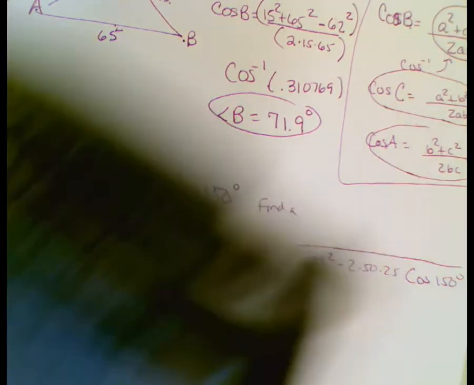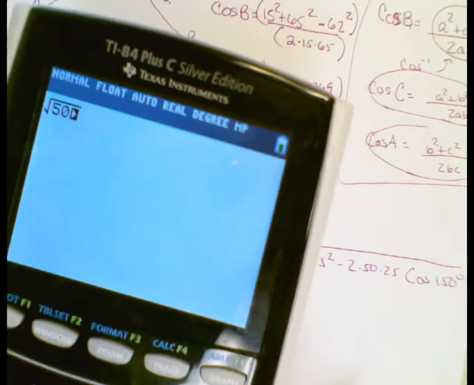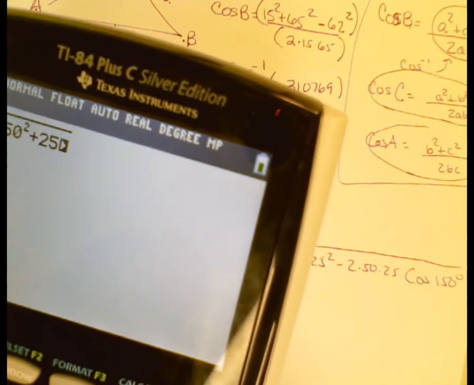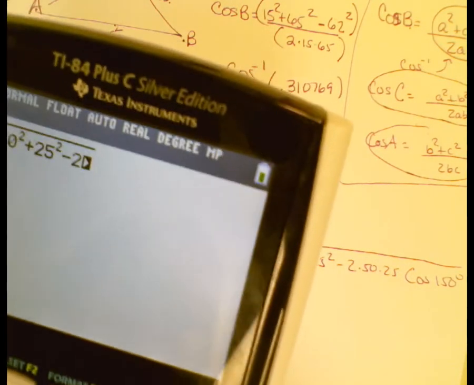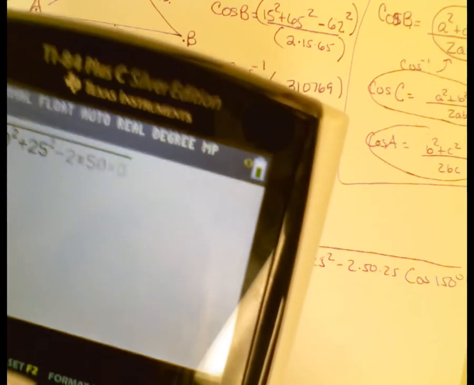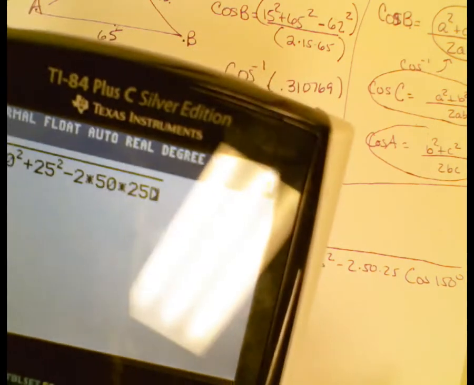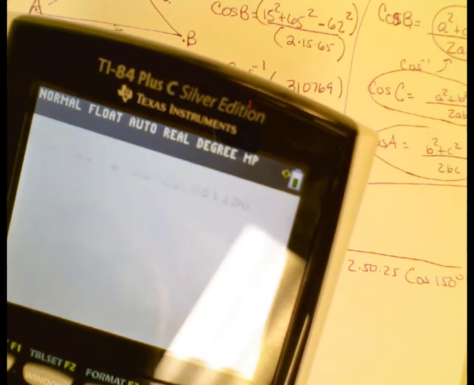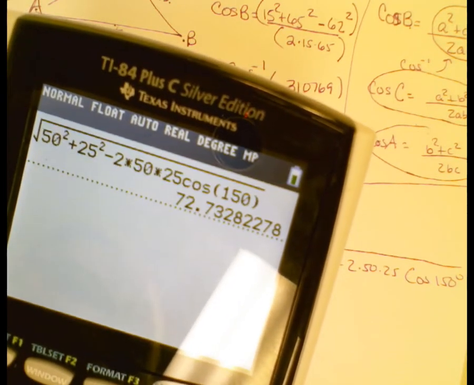Let's type that in. I want to clear everything out. So we have square root of 50 squared plus 25 squared minus 2 times 50 times 25 times cosine of 150. 72.7.